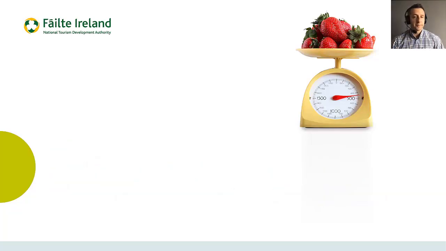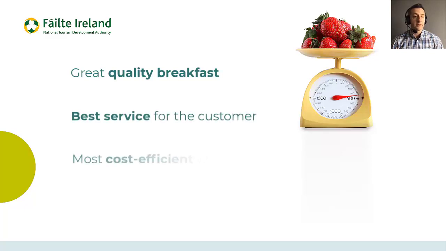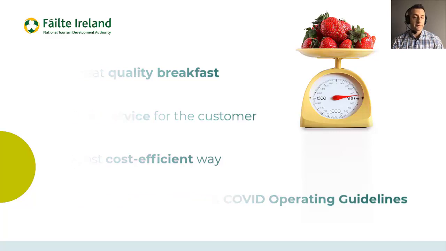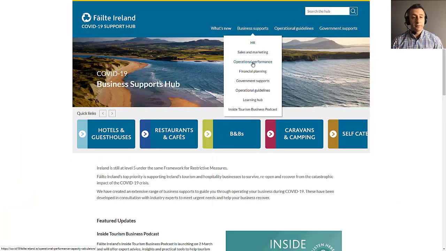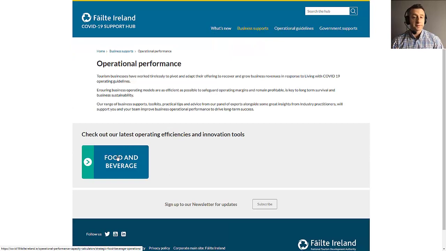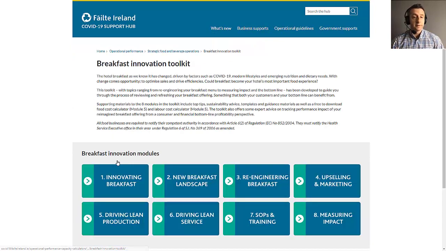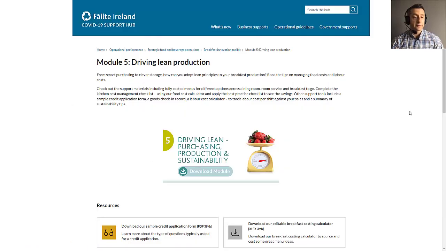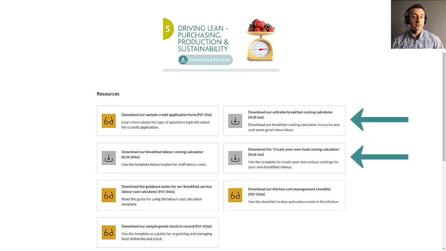As part of Fáilte Ireland's business supports in delivering breakfast service and cost efficiencies, they have developed a new breakfast toolkit that will articulate how a great quality breakfast with the best service for the customer can be delivered in the most cost efficient way, in accordance with new COVID operating guidelines. As part of this toolkit, a food costing calculator has been developed to assist in costing all menu items. This video gives you the guidance on how to use the calculator to maximize profits and understand what contribution margin each dish cost is achieving.